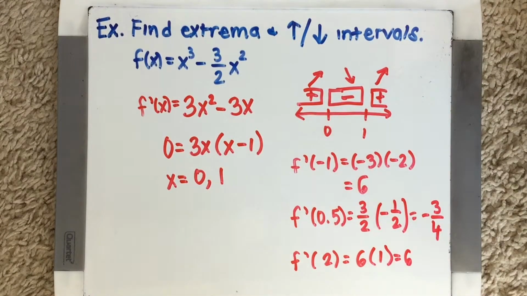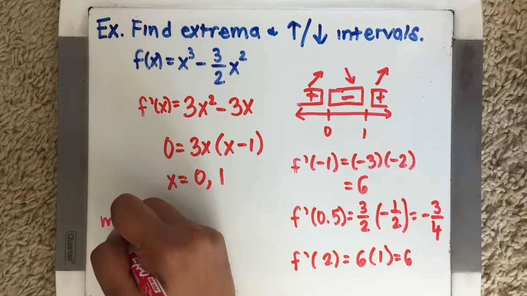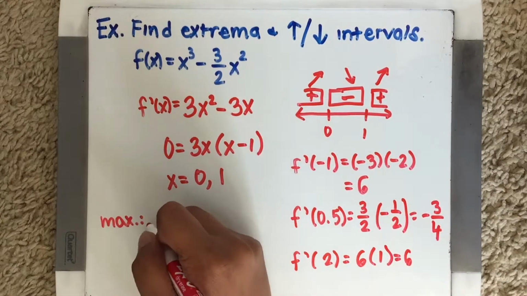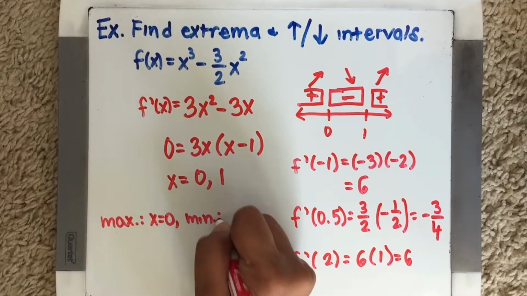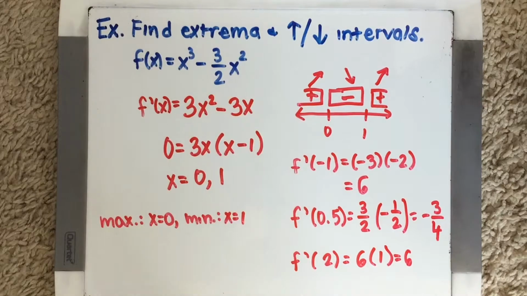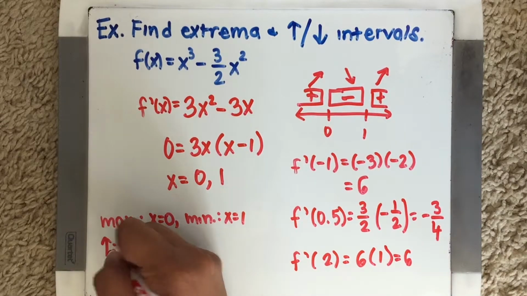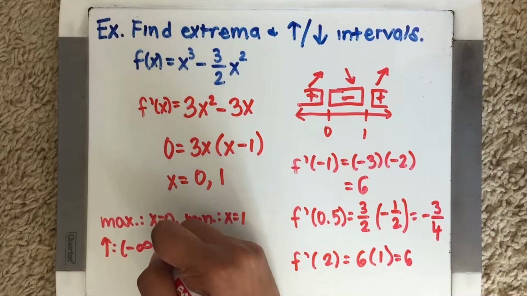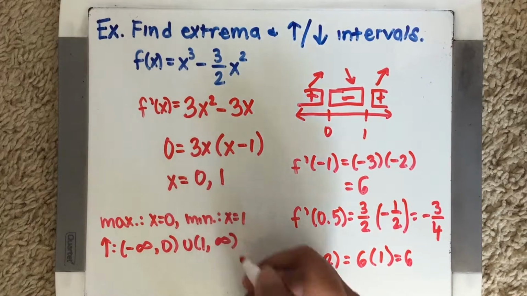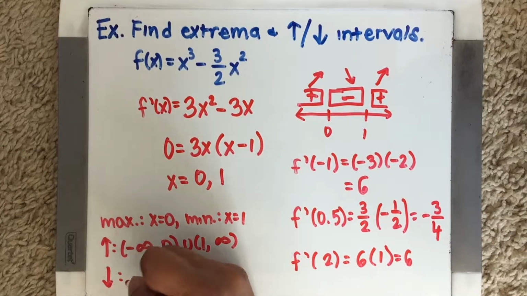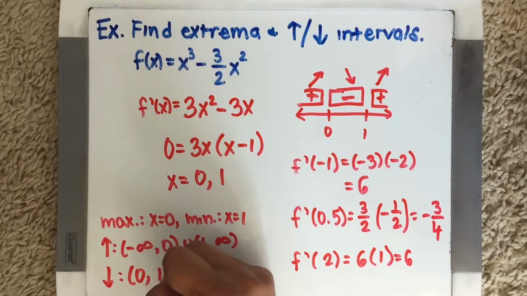Now we can say that there is a maximum at x equals 0 because the graph goes from increasing to decreasing. There's a minimum at x equals 1 because the graph goes from decreasing to increasing. We can also say that the graph is increasing from the interval negative infinity to 0 and in the interval from 1 to infinity, and it's decreasing in the interval from 0 to 1.